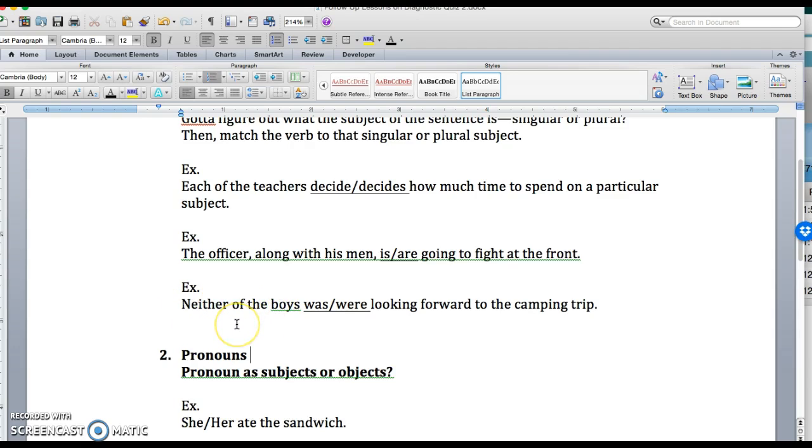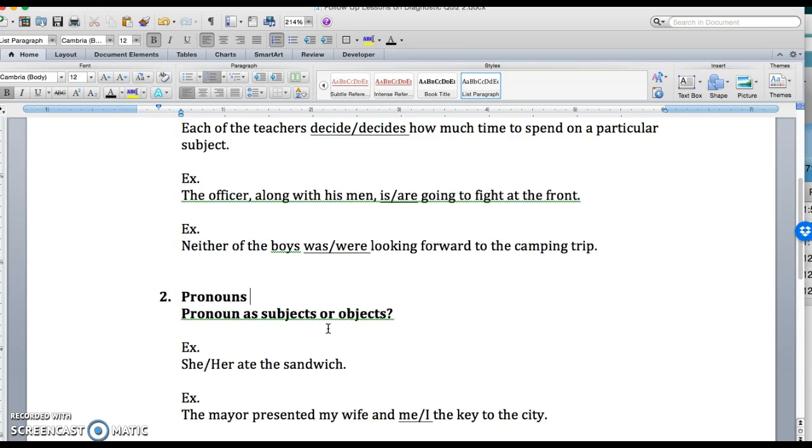Neither, or neither, I don't know how you guys say it, neither of the boys, so let's take that of the boys out, just for clarity here. Neither was looking forward to the camping trip. Because the subject is neither, it's singular, and you use the singular form of the verb. Neither of the boys was looking forward to the camping trip.